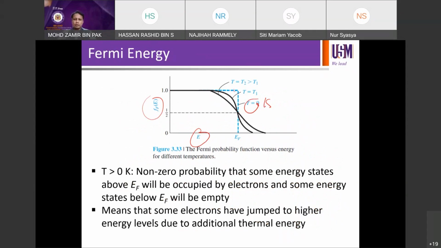On the other hand, when T is equal to T1, for example, and T1 is obviously more than 0 Kelvin. So look at the plot now. Fe is on the Y, energy is on the X. So it's against the convention where you sketch your band diagram where energy is on the Y, right?